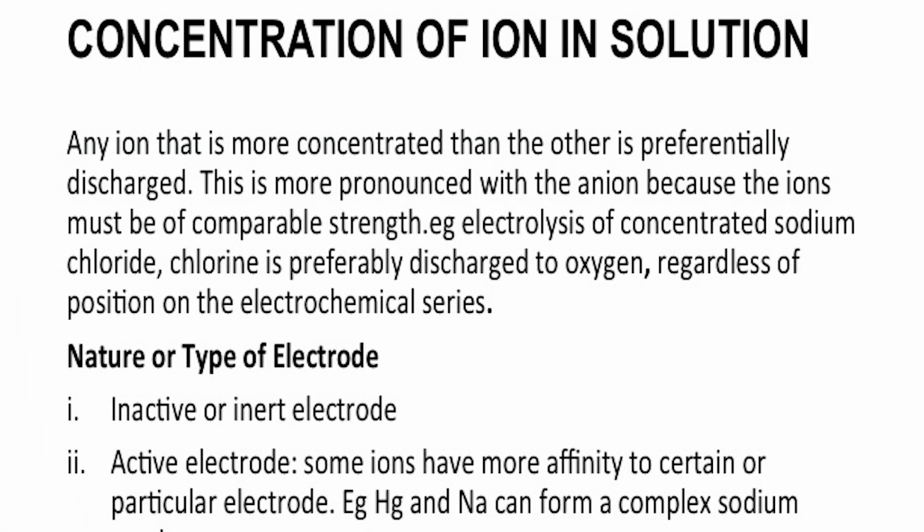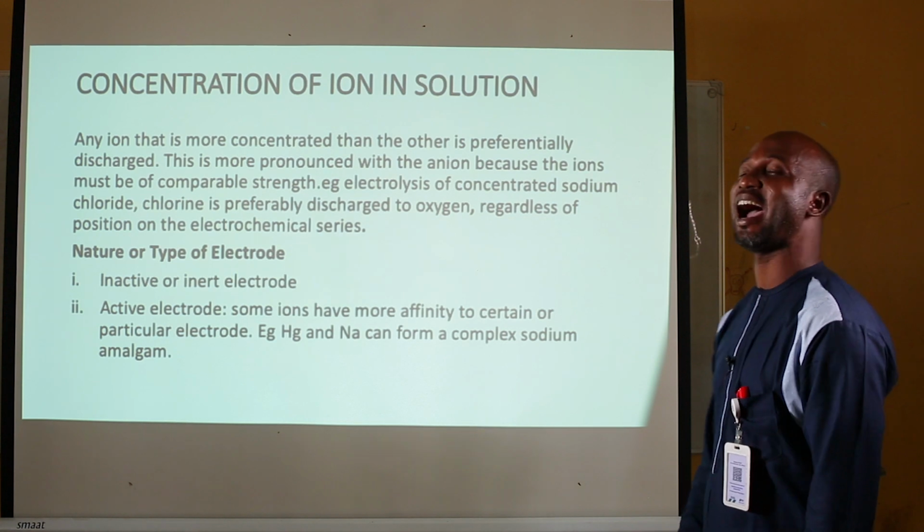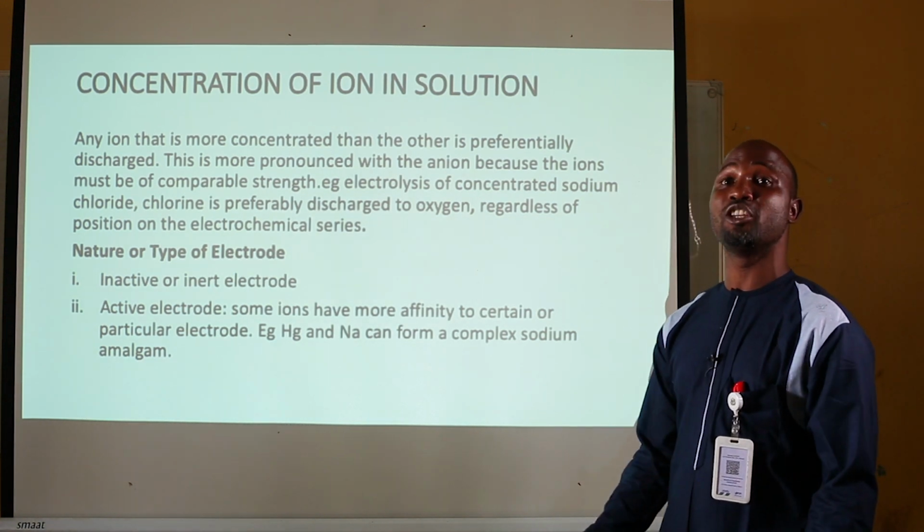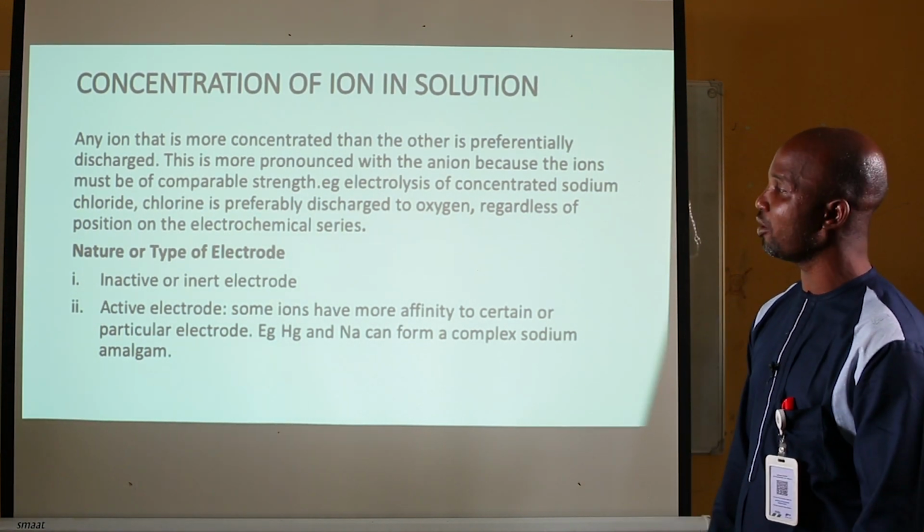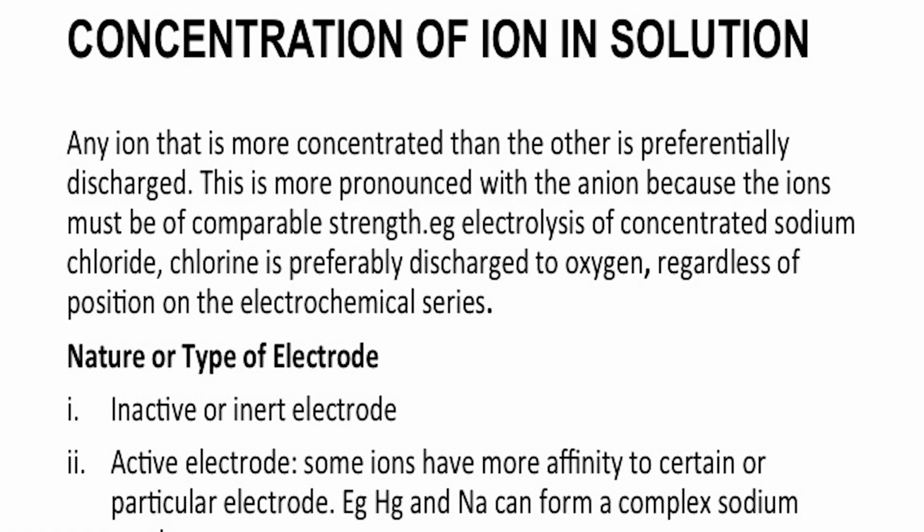Concentration of ions. Any ion that is more concentrated than the other is preferably discharged. But this is more pronounced with the anions because they are of relatively close strength, unlike the cations that have a wide range of strength. So you find that in the electrolysis of concentrated sodium chloride, chlorine is preferably discharged over oxygen regardless of the position on the electrochemical series. Why? Because chloride ions are more concentrated in that solution.